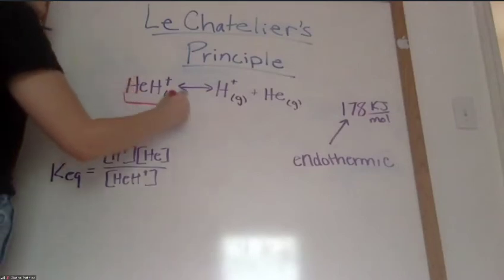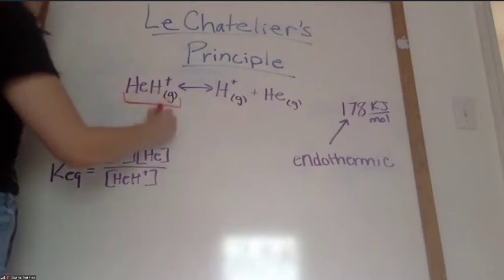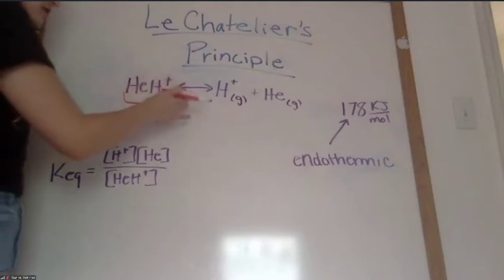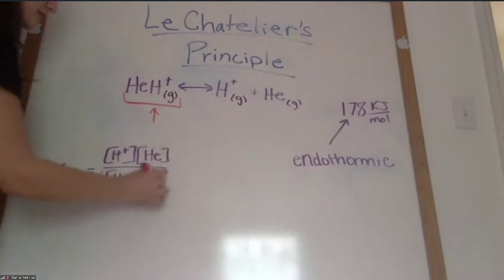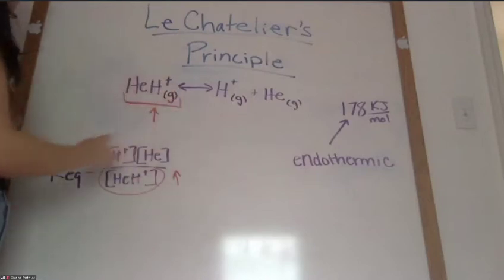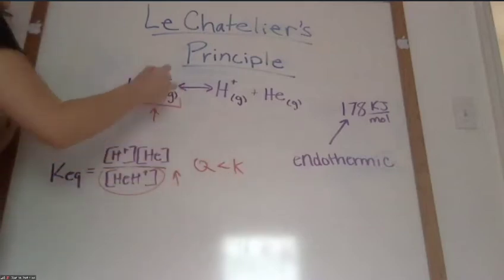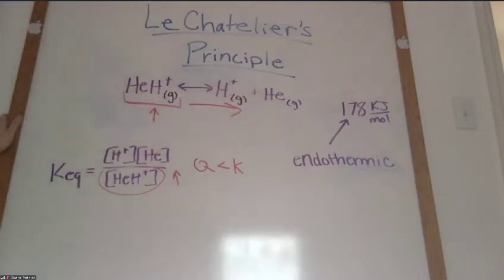If you increase the concentration of one or more of the reactants, for this reaction, there's only one reactant, if you increase it, there will be too many reactants for the equilibrium ratio, which is this. Which means this number in the denominator will increase, making the number as a whole decrease. So, since Q will be less than K, the reaction will shift in the forward direction to the product side to even out the equilibrium ratio.